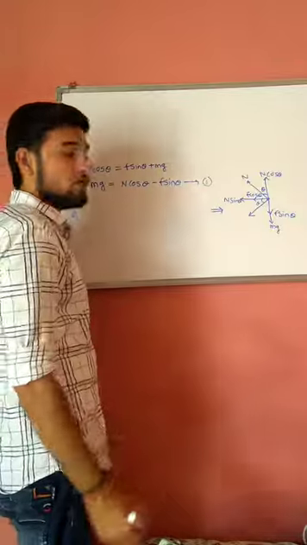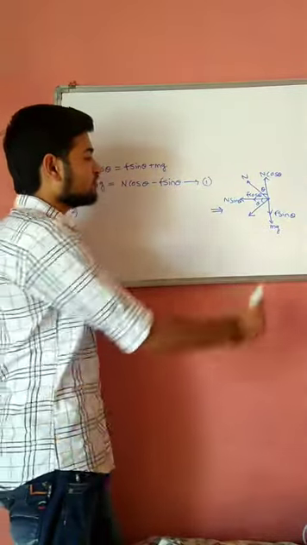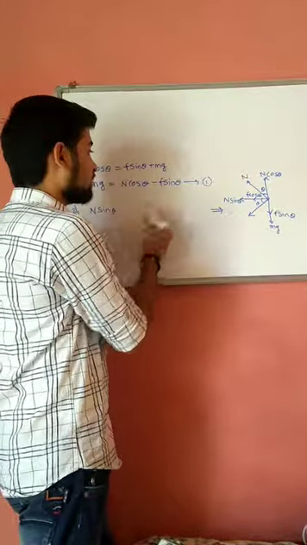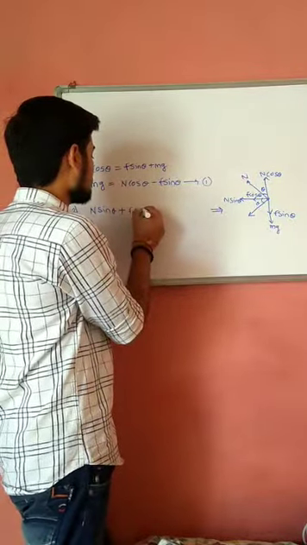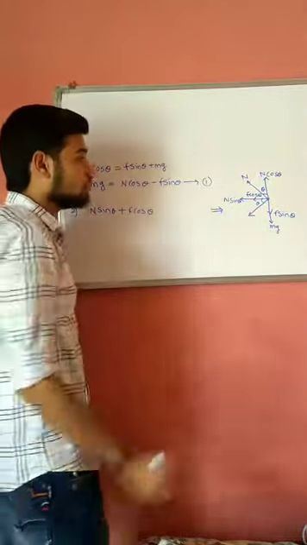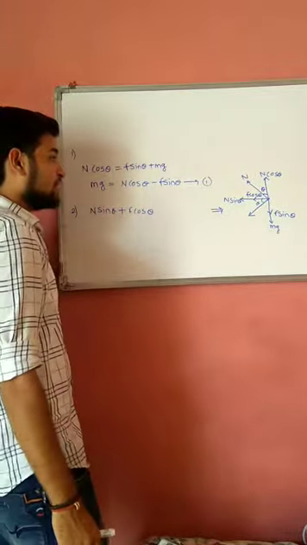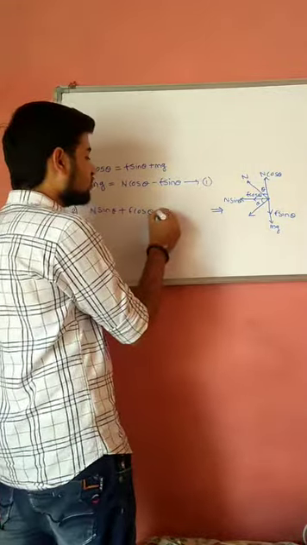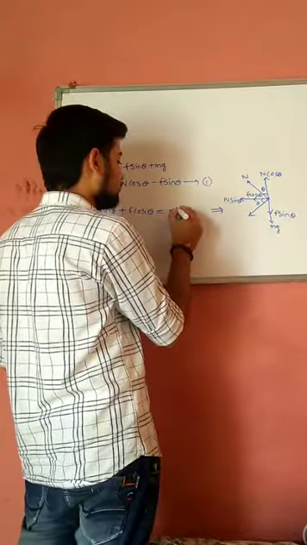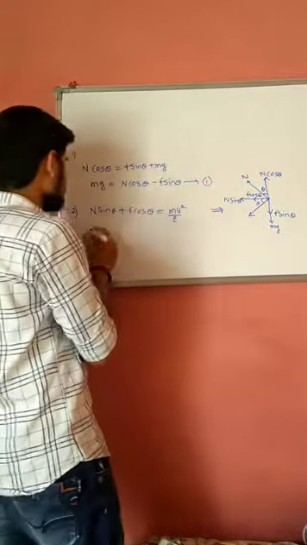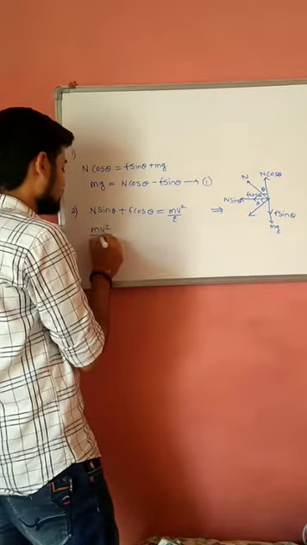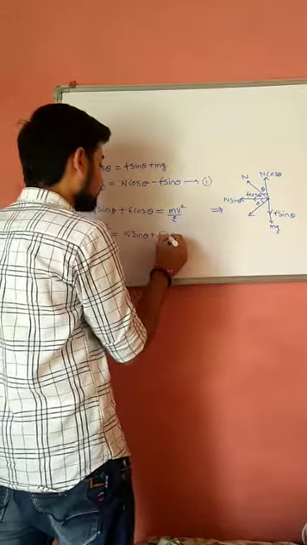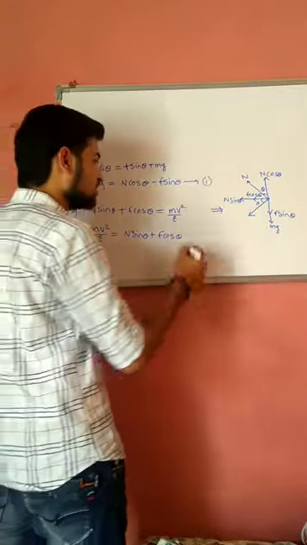Now balance the horizontal forces in the diagram. The horizontal forces in the diagram are N sin theta plus F cos theta. I have again written here plus because both forces are in the same direction. And these two forces provide the necessary centripetal force to the vehicle for moving along the curved road, that is mv square upon r. So write in this form, that is mv square upon r is equal to N sin theta plus F cos theta. Give it as equation number 2.